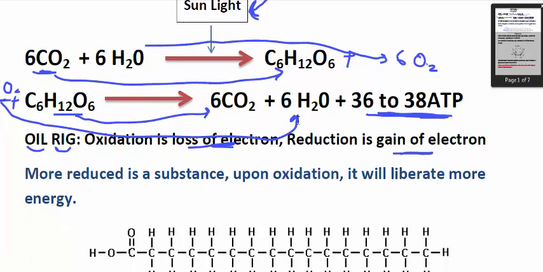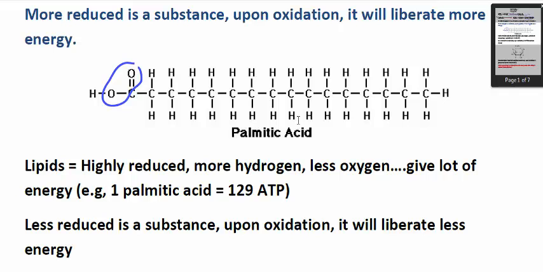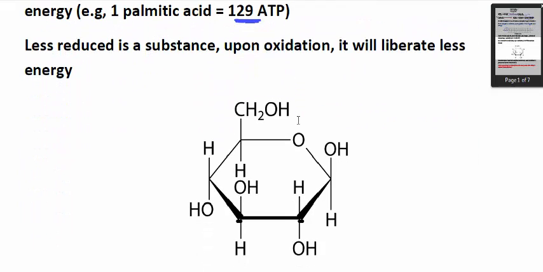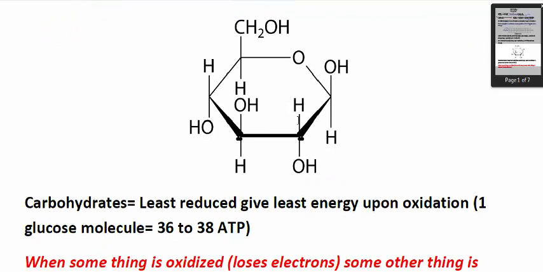The more reduced a substance is, the more energy it produces upon oxidation. For example, palmitic acid has a lot of hydrogen but only two oxygen atoms. Upon oxidation, palmitic acid produces about 129 ATP, while glucose, which is less reduced than palmitic acid because it has a lot of oxygens, produces about 38 ATP.